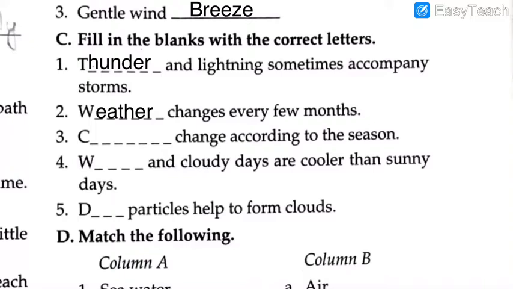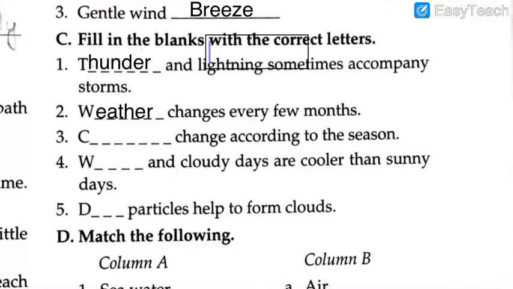Now next one is C dash change according to the season. Dash change according to the season. Okay, your time to think the correct answer starts now. 5, 4, 3, 2, 1, 0.